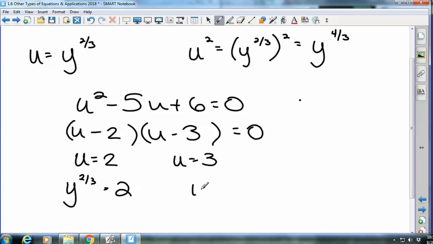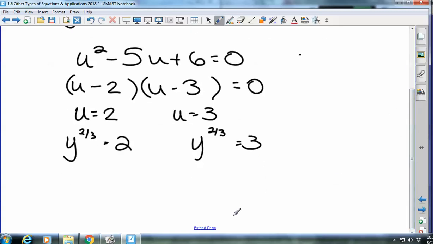But u was y to the 2/3. If you struggle with what to do when you have a y to the 2/3, you can write that in radical form if that's easier. The denominator is what goes outside the radical, so this means like the cube root of y squared. How do you get rid of a cube root? Cube each side. So y squared equals 2 to the 3rd, which is 8.